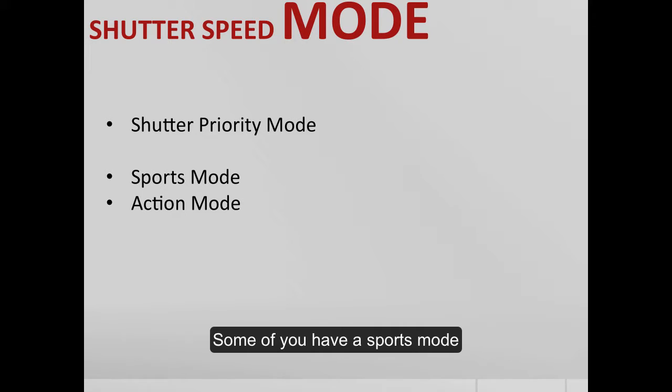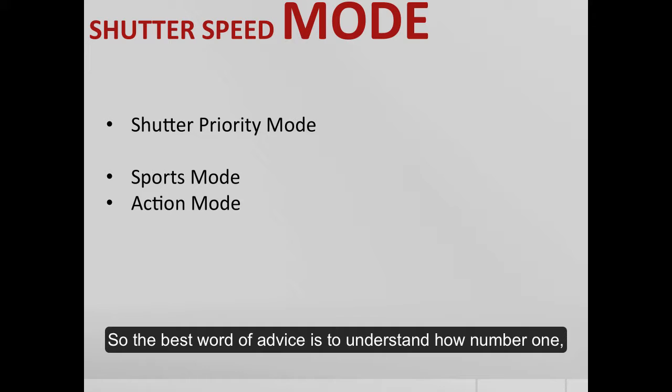Some of you have a sports mode or maybe even an action mode. It just depends on how your camera manufacturer has labeled that. This mode, sports mode or action, is really optimized for photographs where you want to freeze the action as best you can at, say, sporting events or any kind of fast-moving subjects. So the functionality of all of these modes really depends on what your camera capabilities are. So the best word of advice is to understand how, number one, shutter and aperture work together, and experiment.